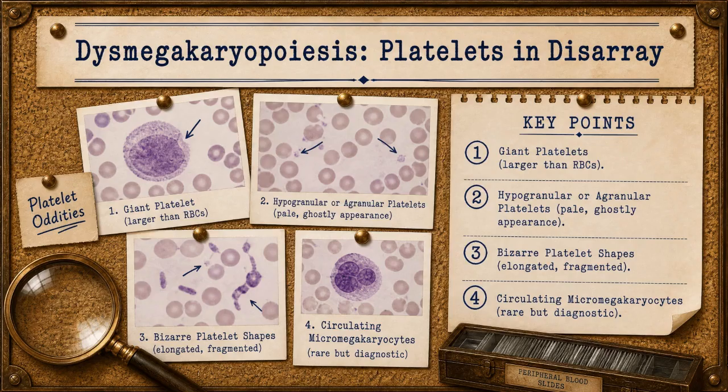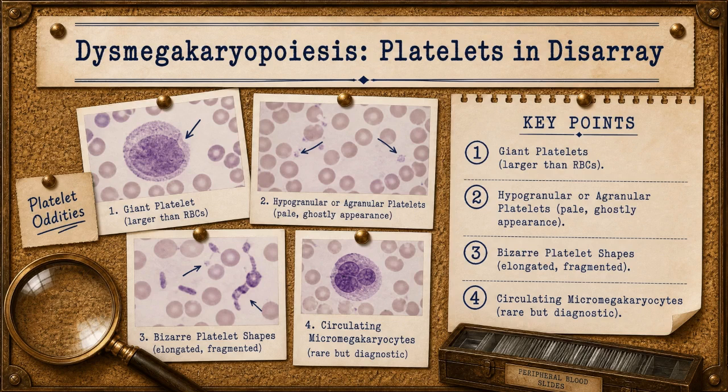Next, similar to granulocytes, platelets can also exhibit abnormal granulation. You might see hypogranulation, decreased granules, or even agranulation, absence of granules, in platelets. These granules are crucial for platelet function, containing factors necessary for coagulation and aggregation. So, platelets with abnormal granulation are often functionally impaired, contributing to the bleeding tendencies seen in some MDS patients.